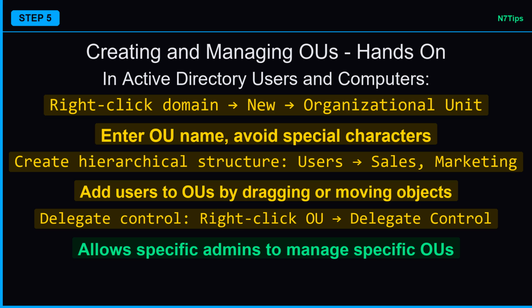This wizard allows you to give specific administrators permission to manage users, reset passwords, or manage group membership within that OU only. So your sales department manager could manage sales users, while IT staff manages IT users, without giving anyone control over the entire directory. This is how large organizations scale administration across multiple teams.